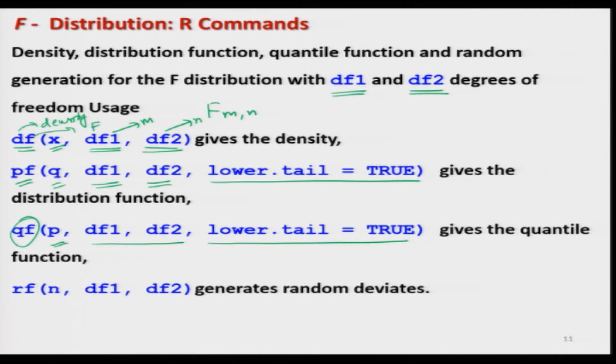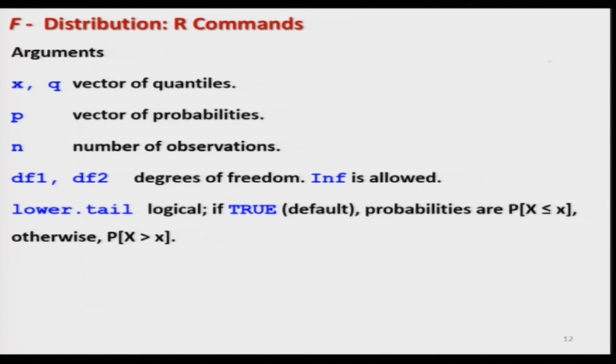Similarly, if you want to generate random numbers from the F distribution, then the command here is rf, and you have to specify the number of observations that you want to generate by n, and df1 and df2 are the degrees of freedom. These are the same abbreviations which I just explained.